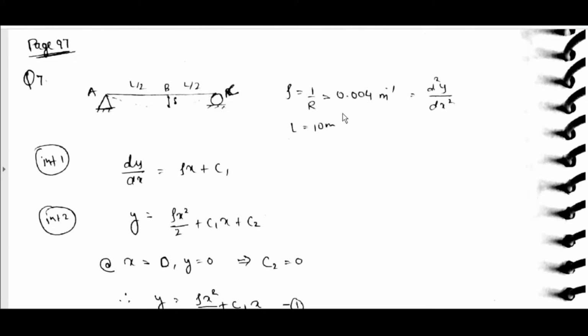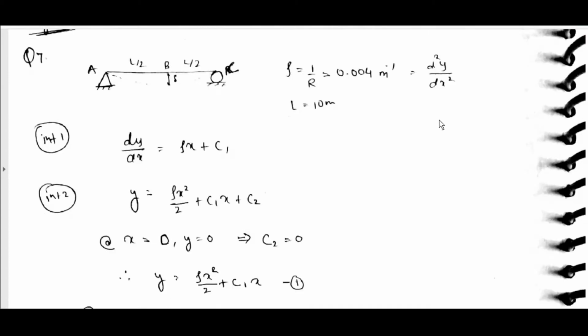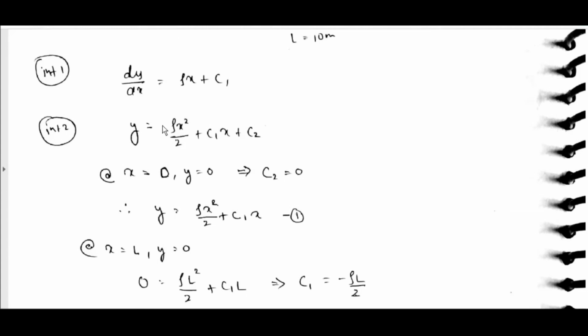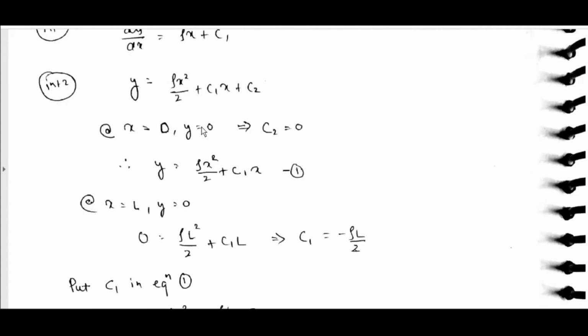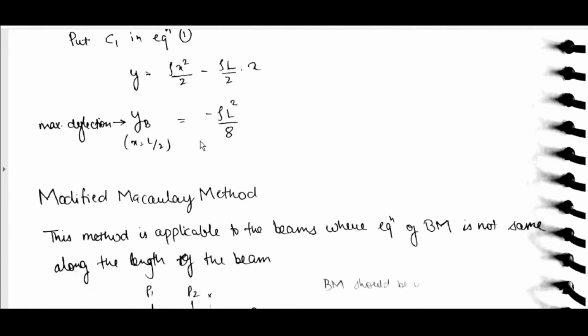Rho is equal to 1 by r. This is a question from the workbook. Based on above formulas only you can get anything.